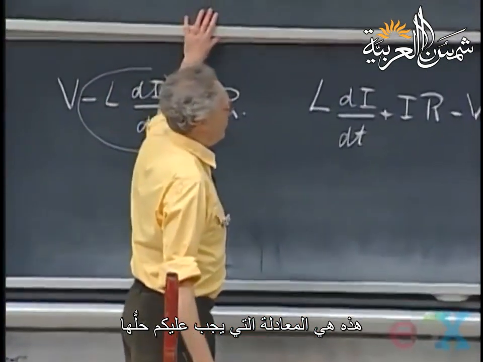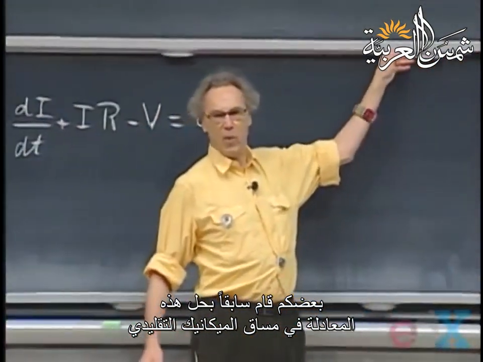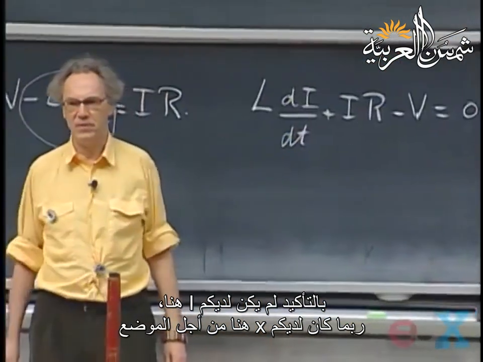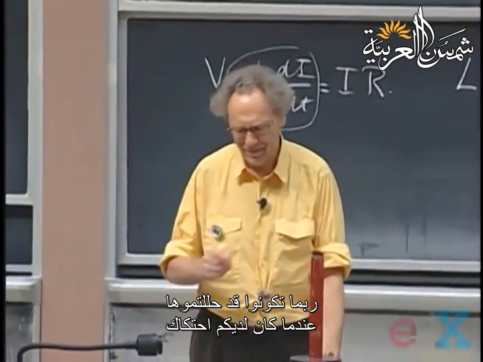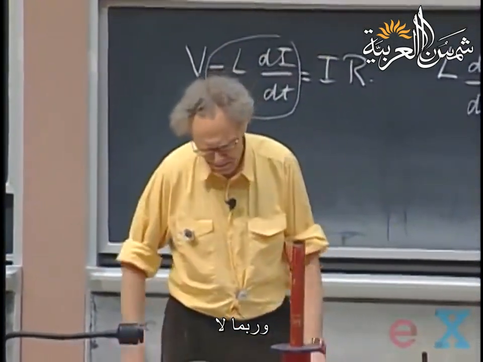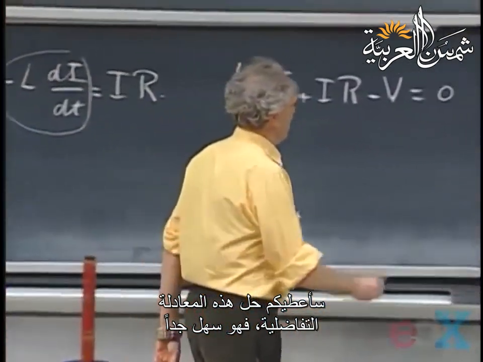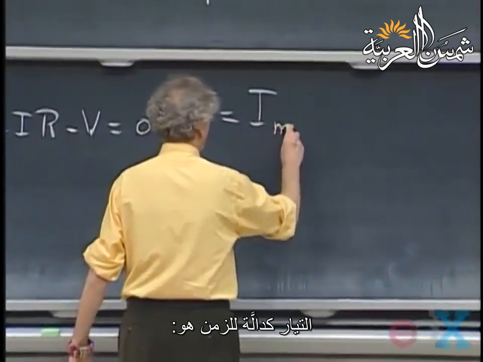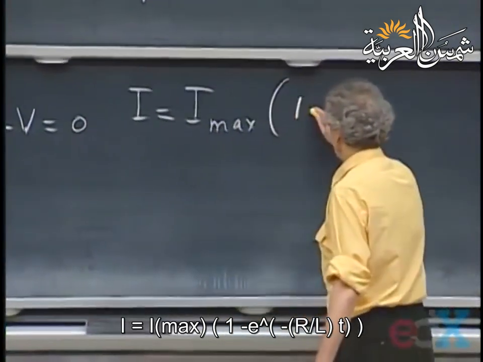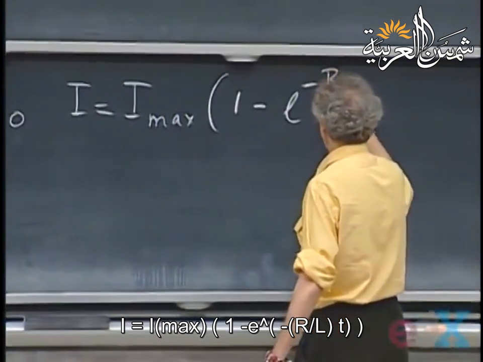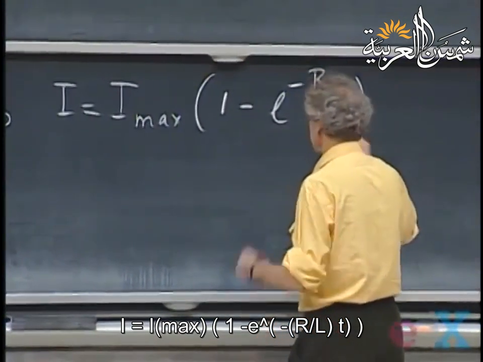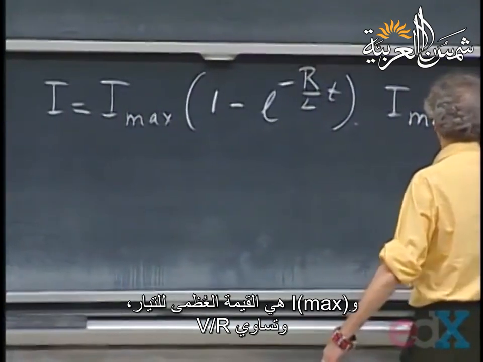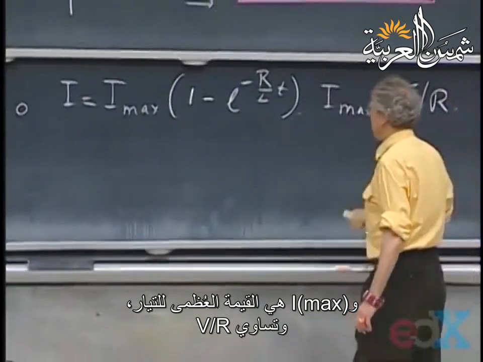So, this is the equation that you have to solve. Some of you may have solved this equation in 8.01 already. Surely you didn't have an I here, you may have had an x here for the position. But you probably solved it where you had friction. Maybe you didn't. I will give you the solution to that differential equation. It's a very easy solution. The current as a function of time is a maximum value times 1 minus e to the minus R divided by L times t. And I max, that is the maximum current, is V divided by R.